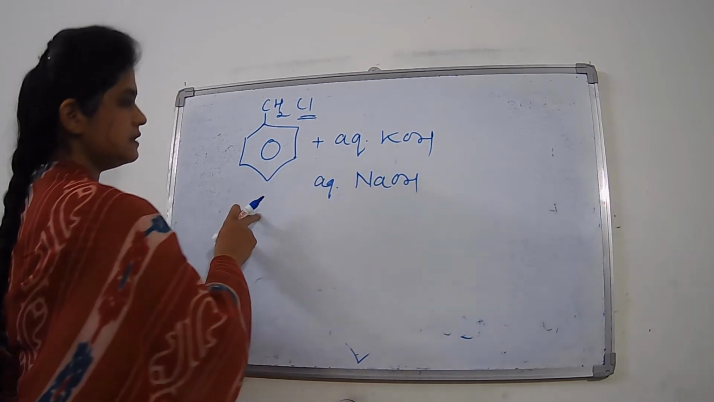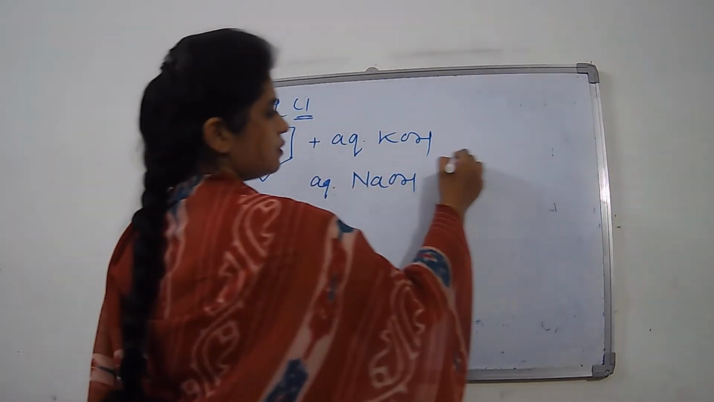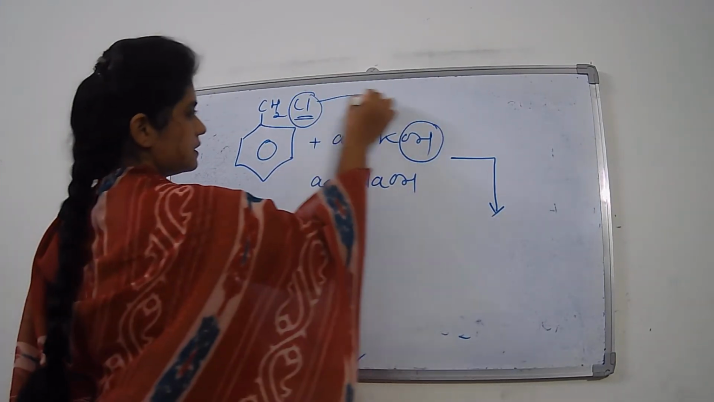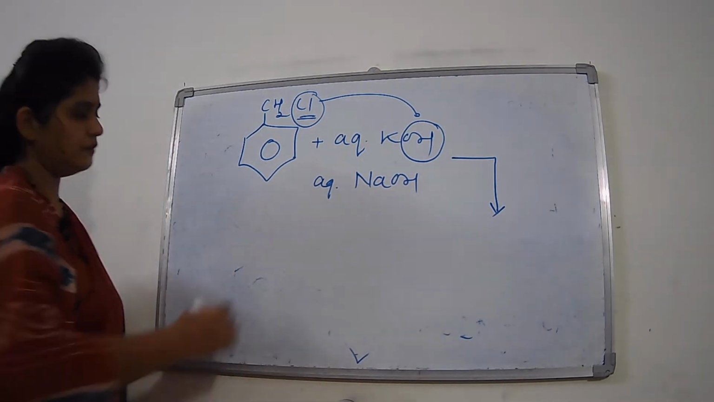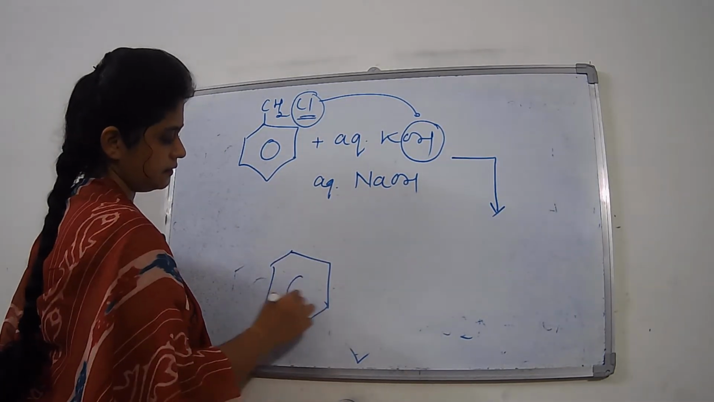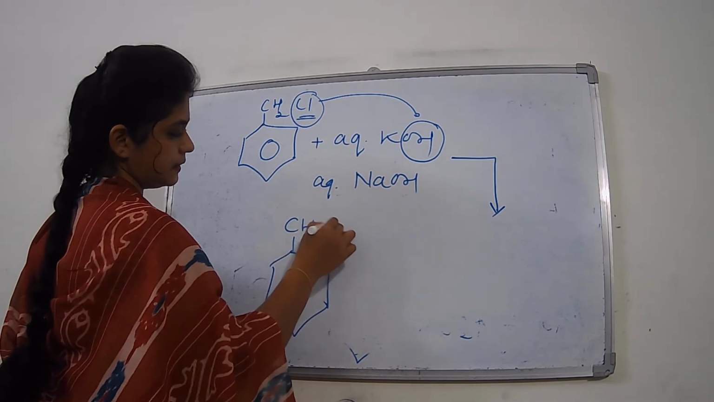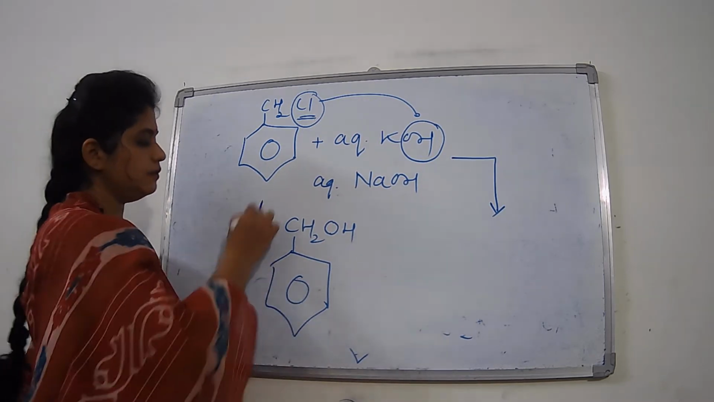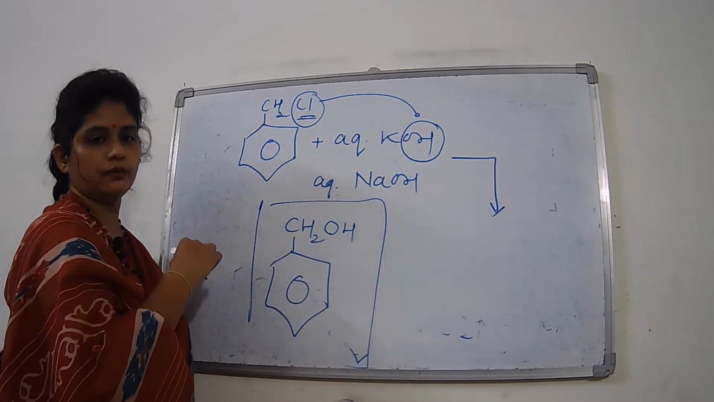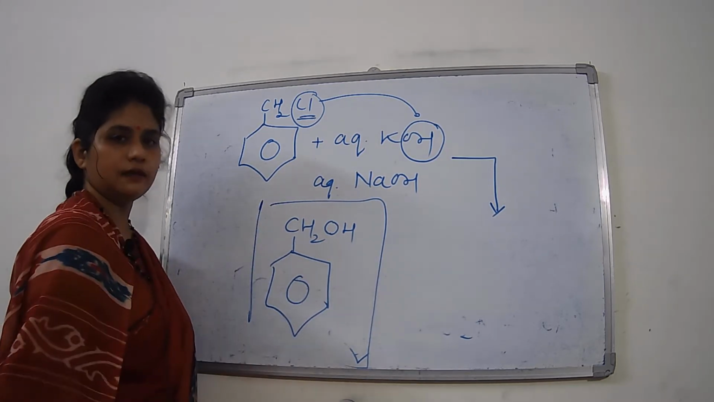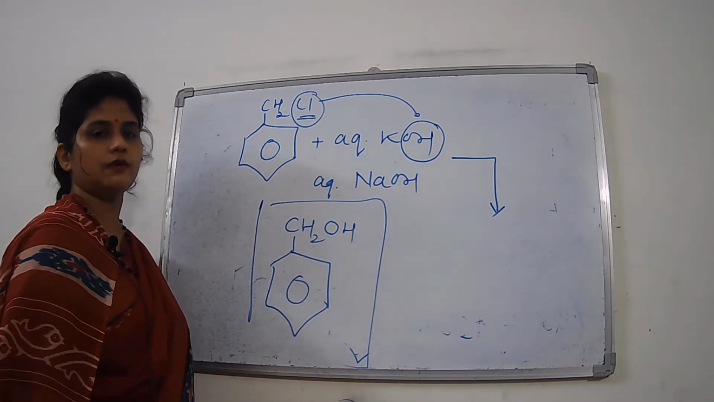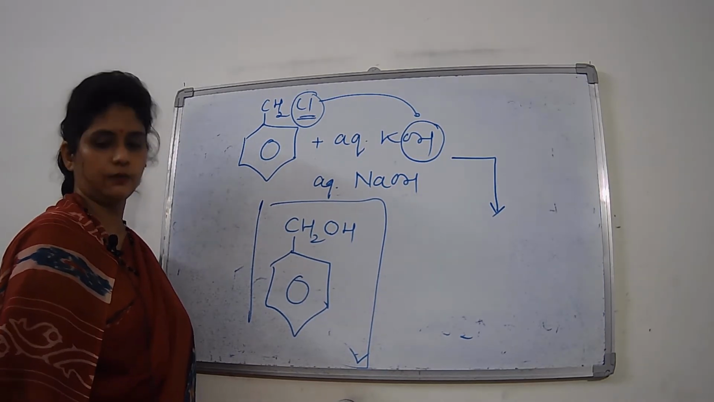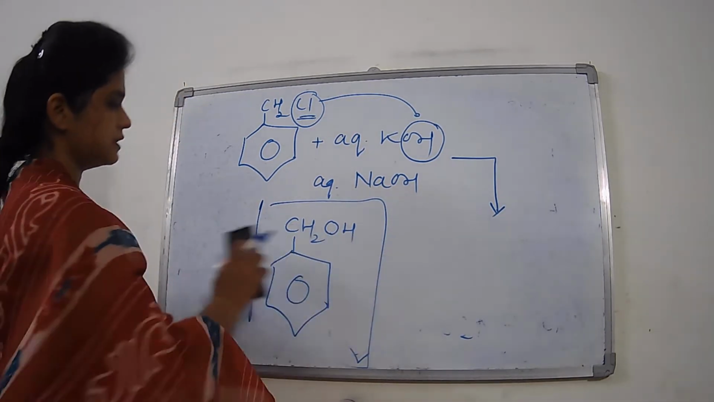So whenever benzyl chloride reacts with a strong alkali, substitution takes place. The Cl gets substituted by OH, and here this Cl becomes OH. So what is this compound? In the previous method of preparation we know this is benzyl alcohol. So whenever benzyl chloride reacts with aqueous KOH or NaOH, we get the final compound benzyl alcohol. So this is the first nucleophilic substitution reaction.